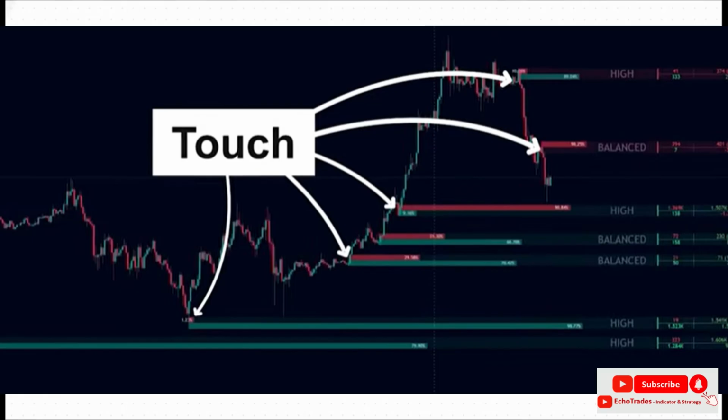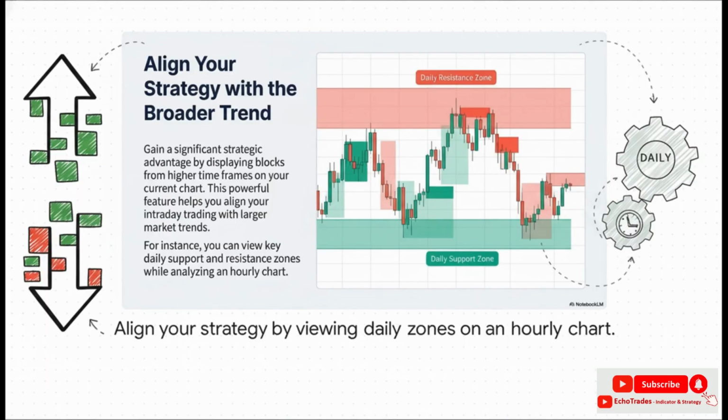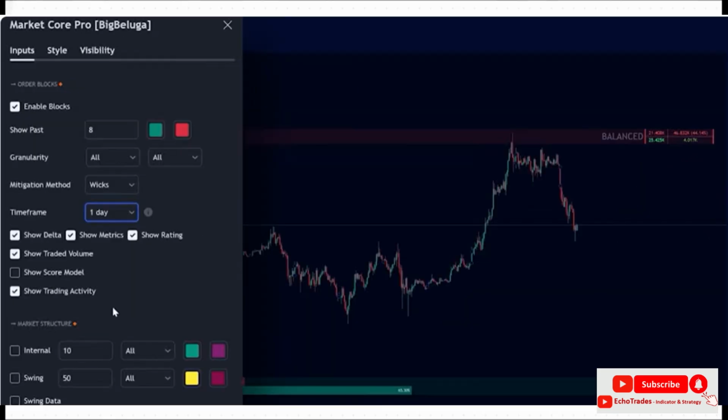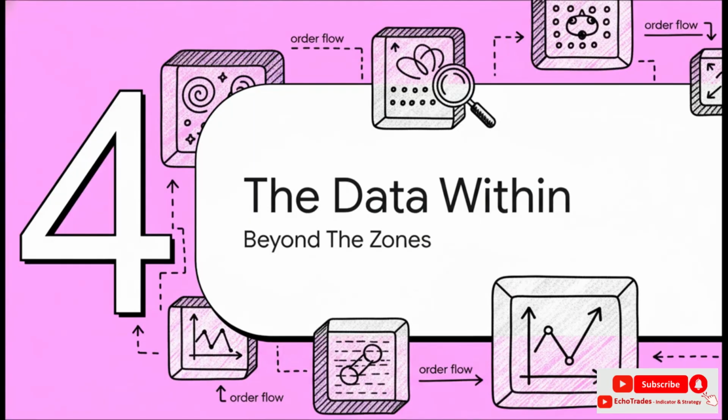Now here's a feature that's a real game changer. You can display order blocks from a higher time frame right on your current chart. So for instance, you can see the key daily support and resistance zones while you're analyzing an hourly chart. This is absolutely crucial for aligning your short-term trades with a larger market trend. So, we've identified the zones on the chart. But honestly, that's just the first step.